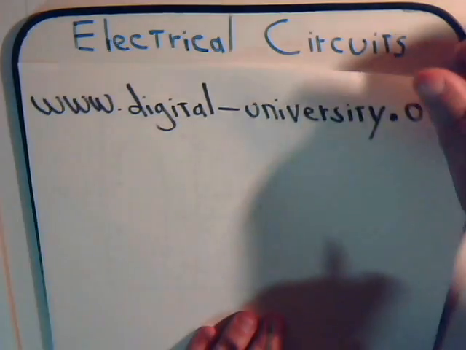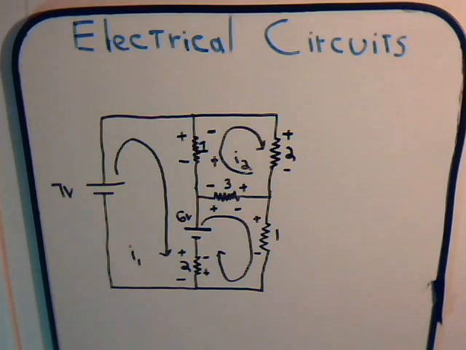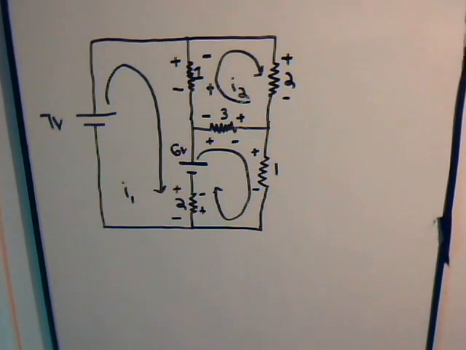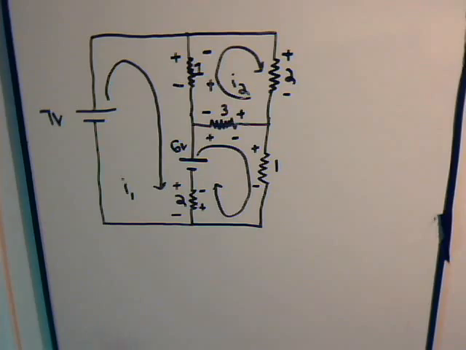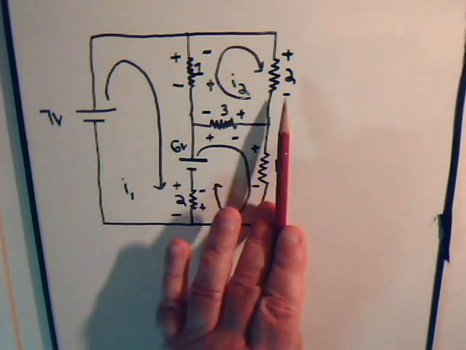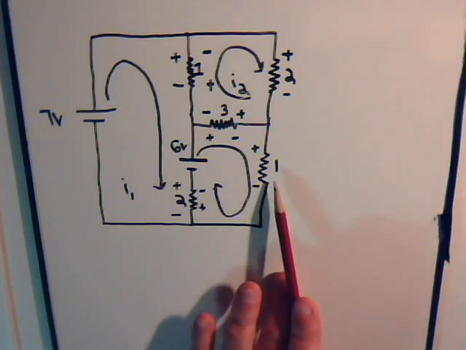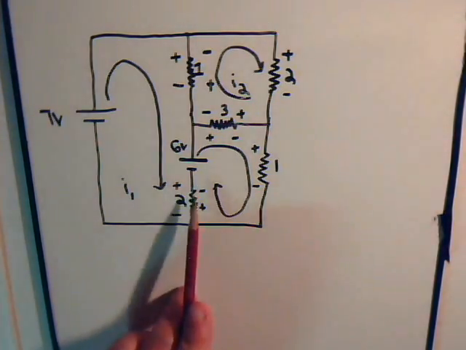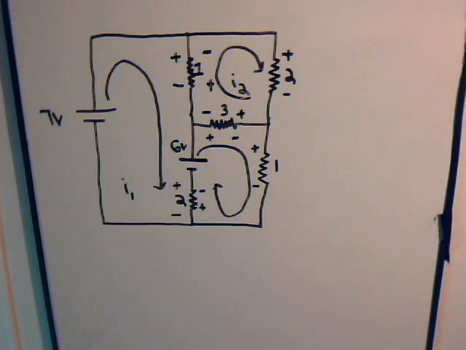In this video, we want to use mesh analysis and apply it to this circuit here. If we can get it in focus. Here you see we have a series of resistors, 1 ohm, 2 ohms, 3 ohms, 1 ohm, 2 ohms, hooked up to 2 batteries to give us this overall circuit.